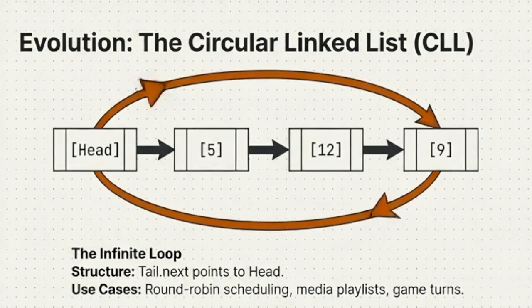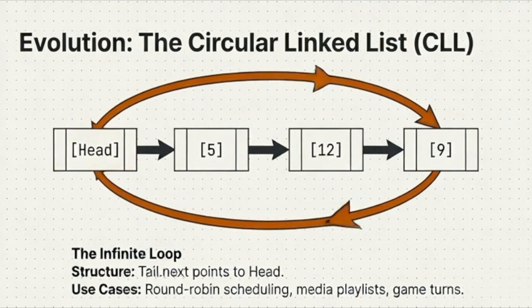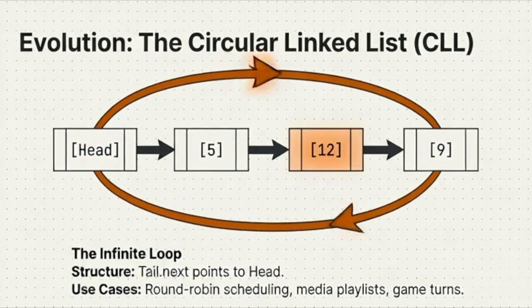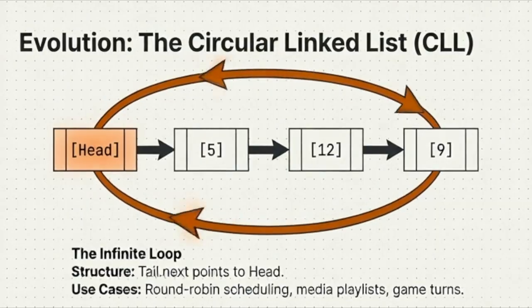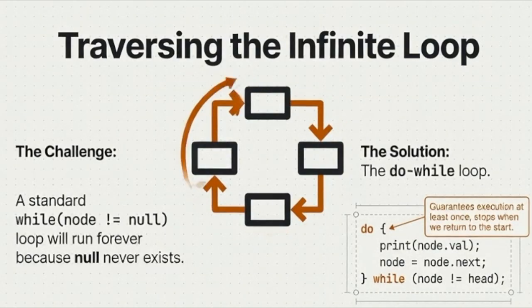Next evolution, the circular linked list. Here the tail.next points right back to the head. It creates an infinite loop. This is used in things like music playlist repeat all or round robin scheduling for CPU tasks. Traversing this is tricky. If you use a standard while node not equal to null loop, it will run forever because null never exists. The solution is the do while loop. This guarantees the code runs at least once and stops only when we arrive back at the start.